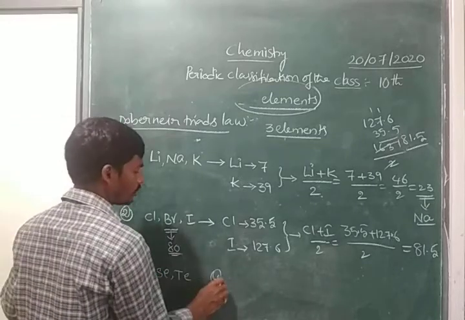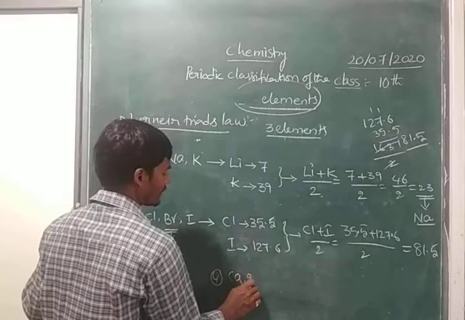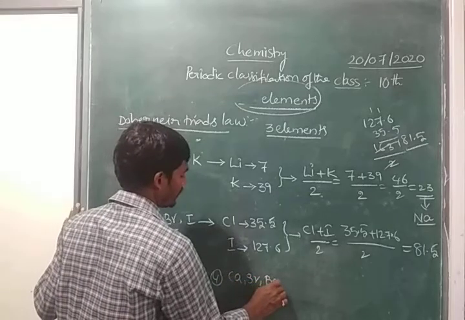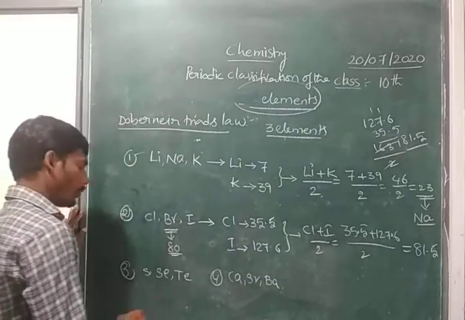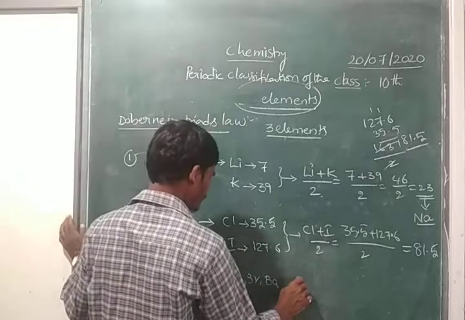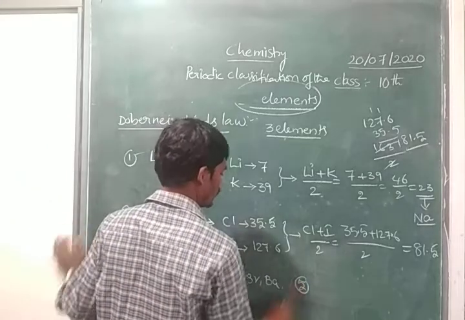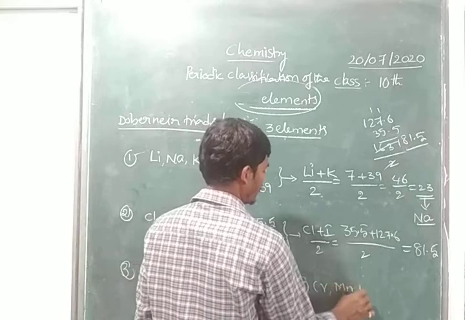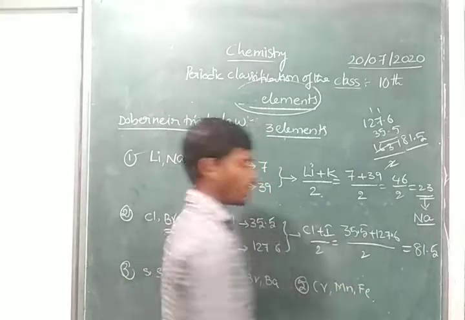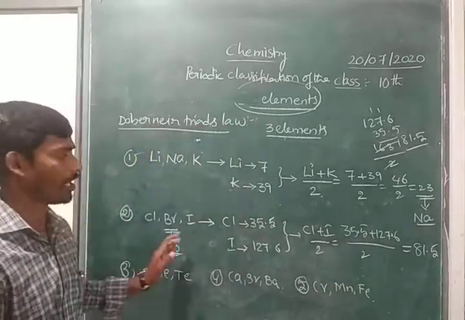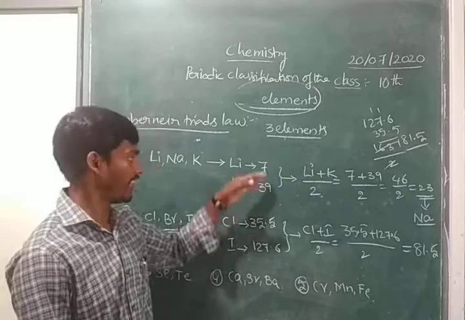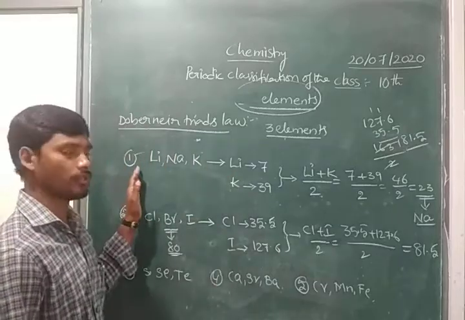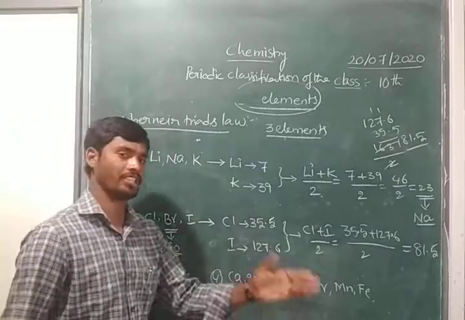And a fourth example, calcium, strontium, barium. Right, children? And some more examples like chromium, manganese, and iron. So these are all examples of Dobereiner triads. Right, children? You should try these three examples at your home.